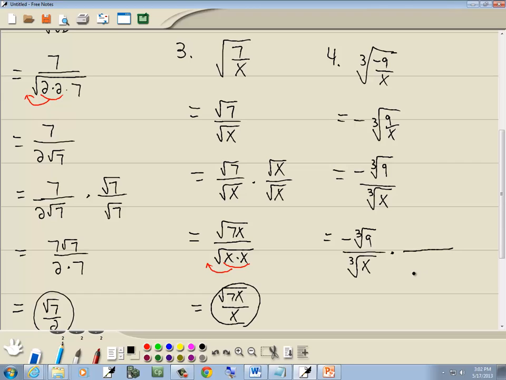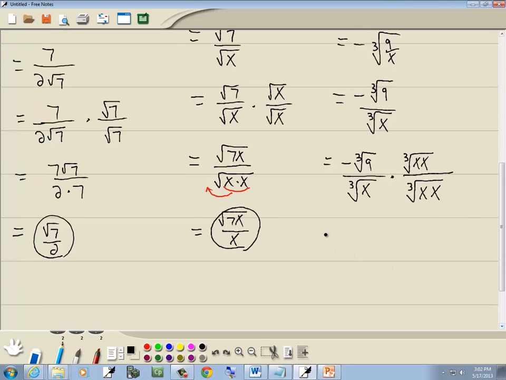Now try to figure out what to multiply this by. Notice our index is 3, which means we need 3 of something, whatever it might be. Here we have 1x, so I need 2 more x's, because if I have 2 more x's, I'll have 3 x's total. Again, it has to match whatever your index is. And whatever we multiply by the bottom, we have to multiply by the top.